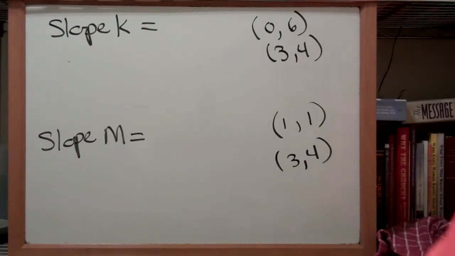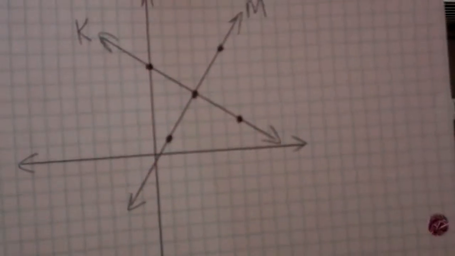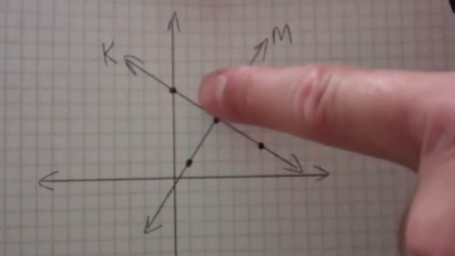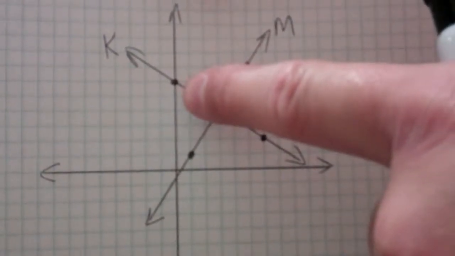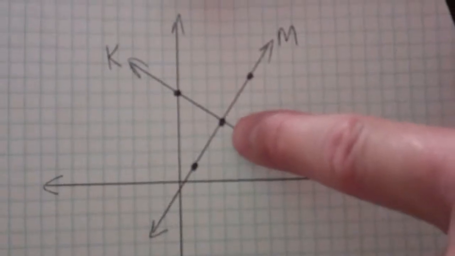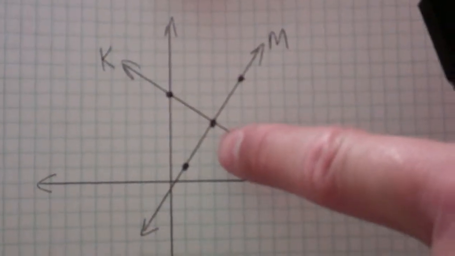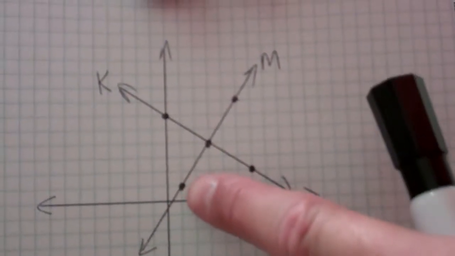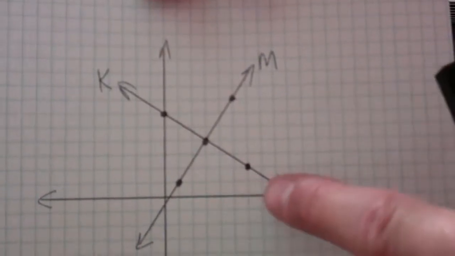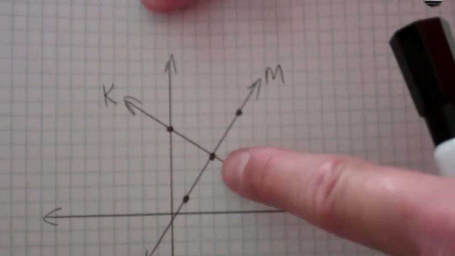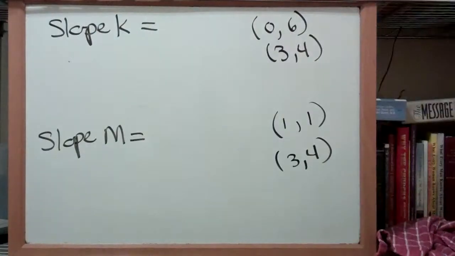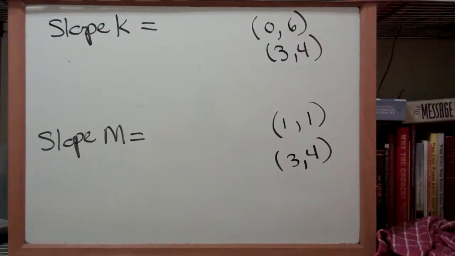So again, looking at the diagram, (0, 6) would be this point here, and then (3, 4) would be this point here for line K. For line M, (1, 1) would be this point, and then (3, 4) would be this point for line M. And we're going to calculate the slopes of those lines.